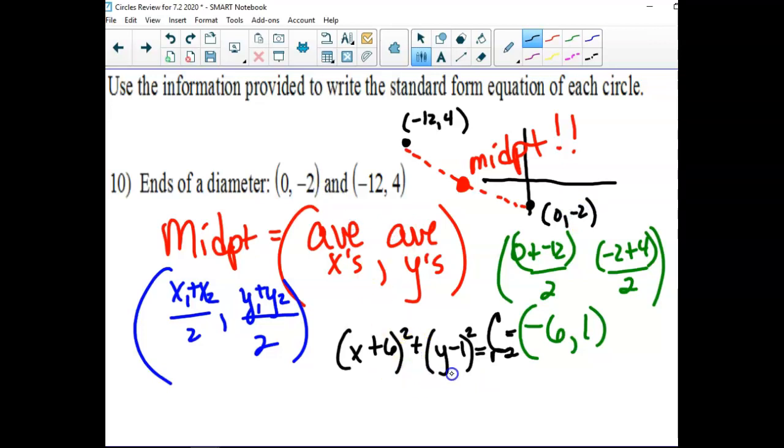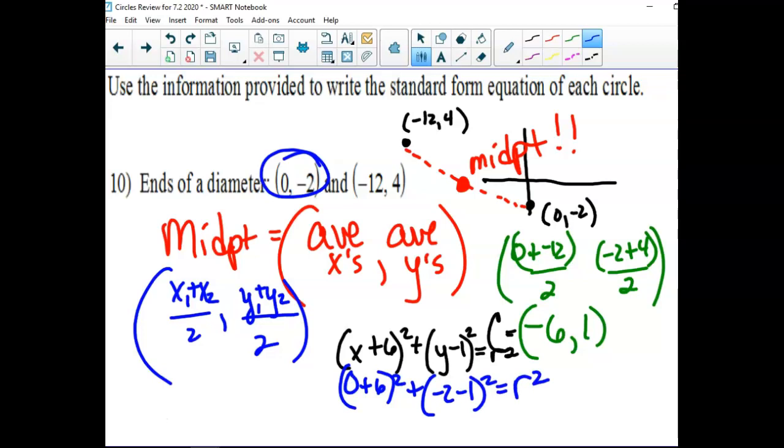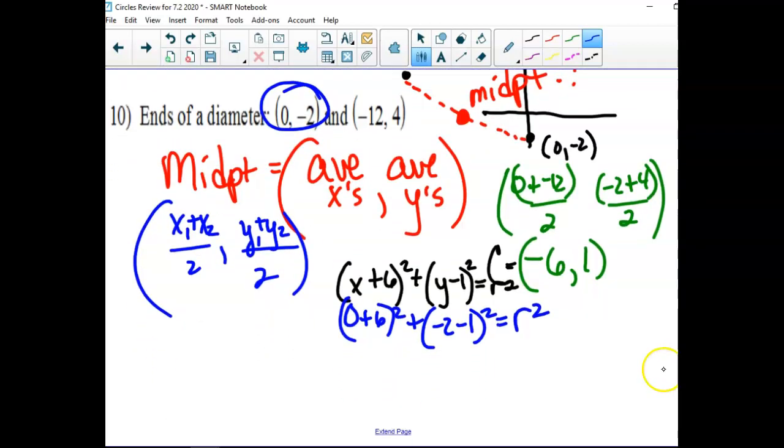We know the center, we already put it in. But doesn't this circle go through both of these points? So you can put in either one to find the radius. Which one would you like me to put in? Okay, let's put in 0 here. And negative 2 back here. And solve for r squared. We don't even need r, we just need r squared. What does this become?